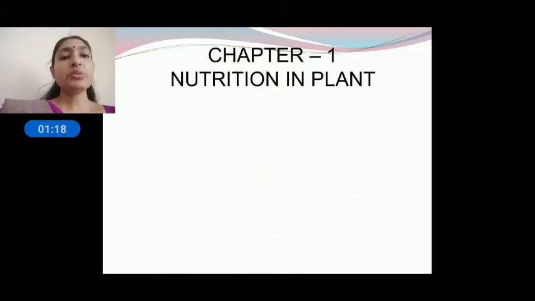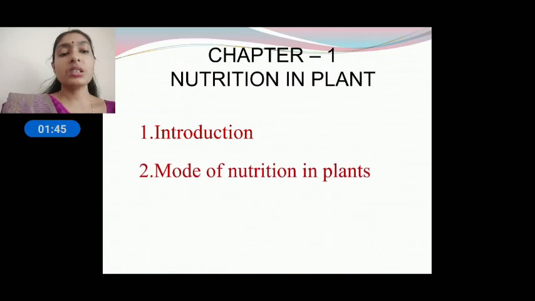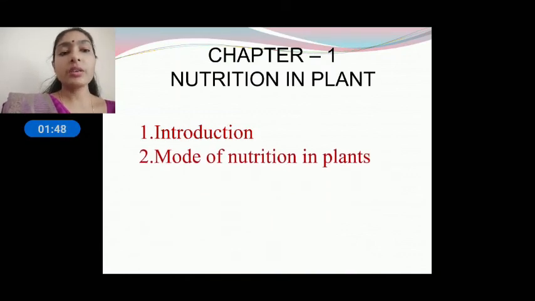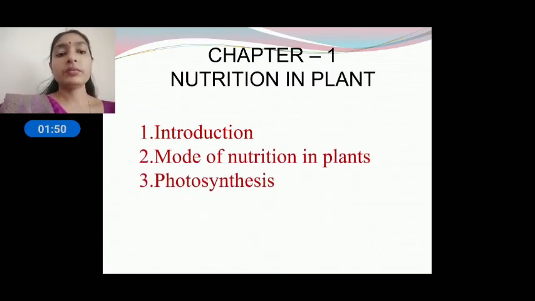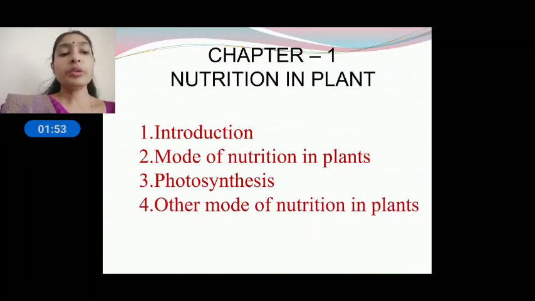Nutrition in plants. Nutrition means how we are getting food and nourishment for our body, for any living organism. Getting food and taking food to maintain our body is nourishment. Let us see how many points we have to discuss in this chapter. First is the introduction, then modes of nutrition in plants, photosynthesis, then other modes of nutrition in plants.